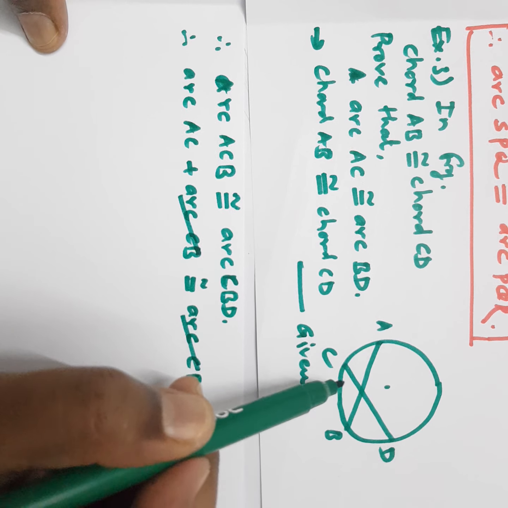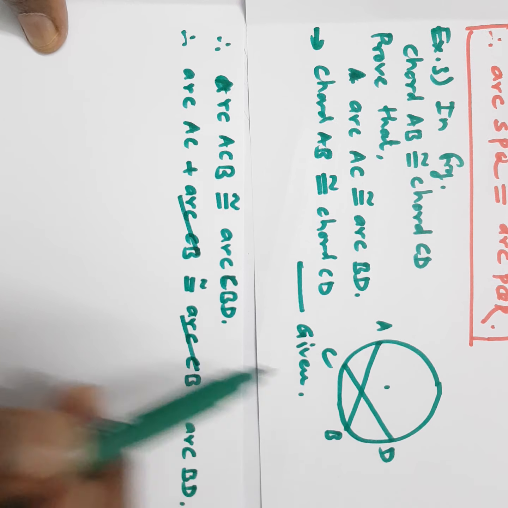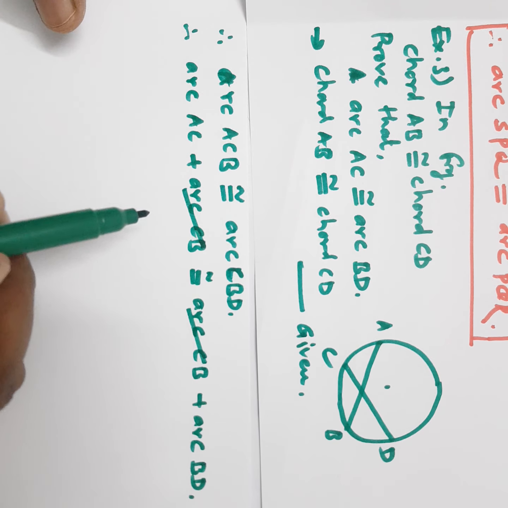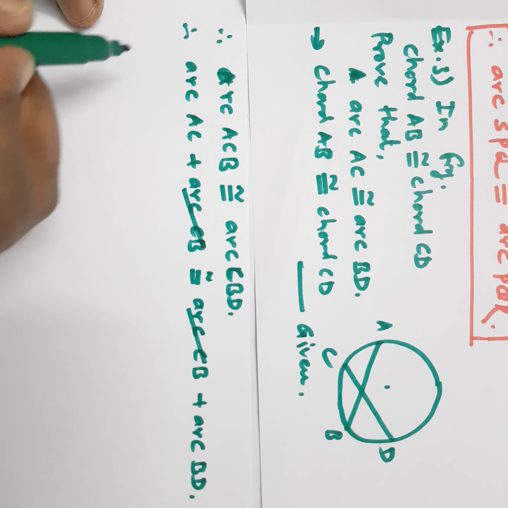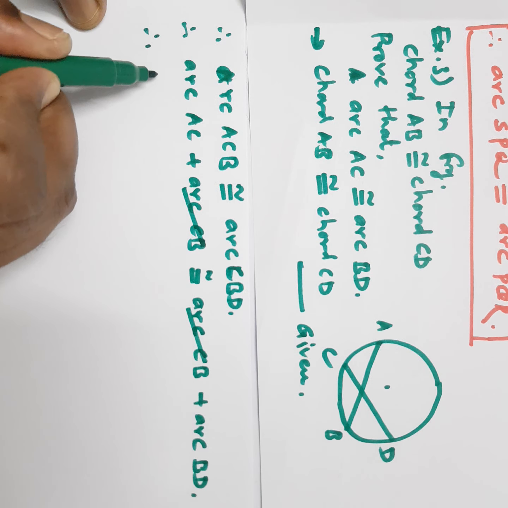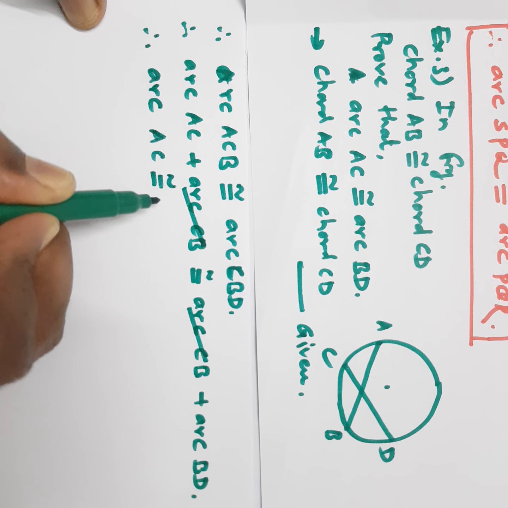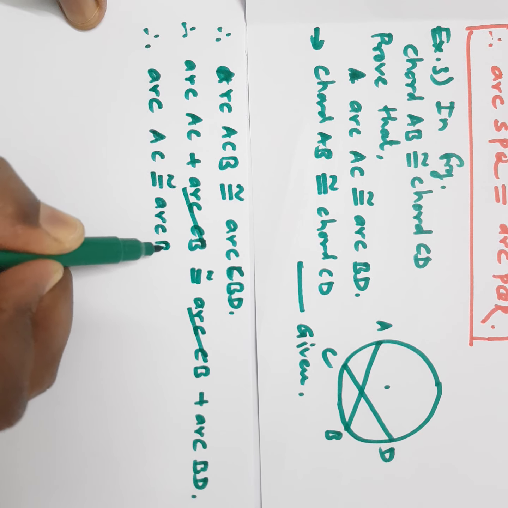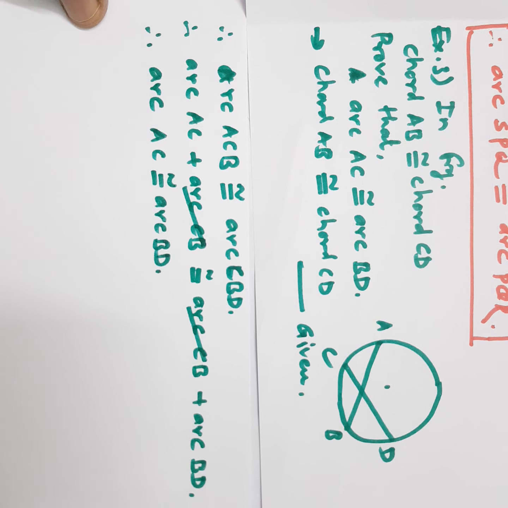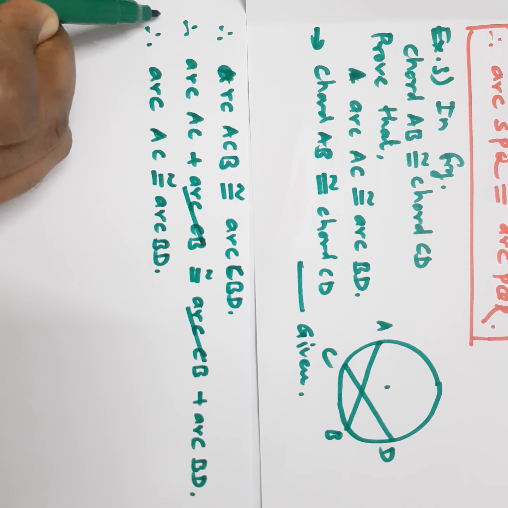In ACB and in CBD, arc CB is common, therefore it is present on both sides. It will be cancelled and we will get arc AC congruent to arc BD, and it is to prove.